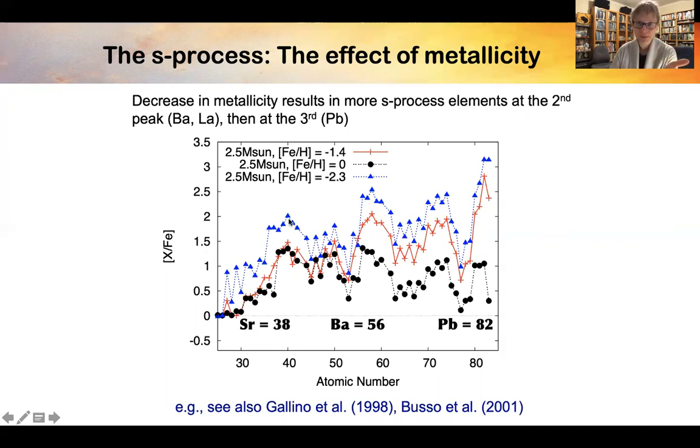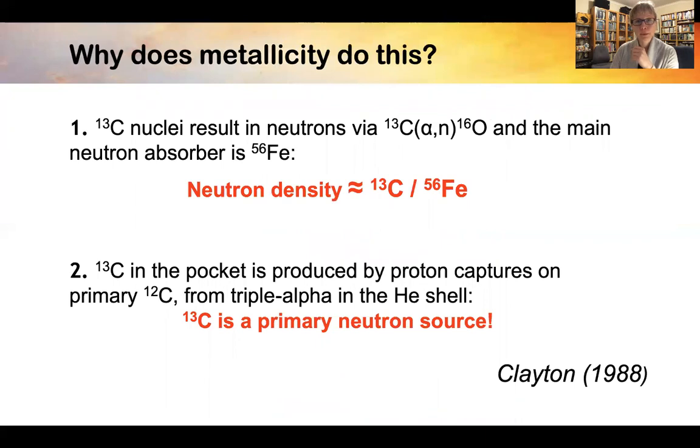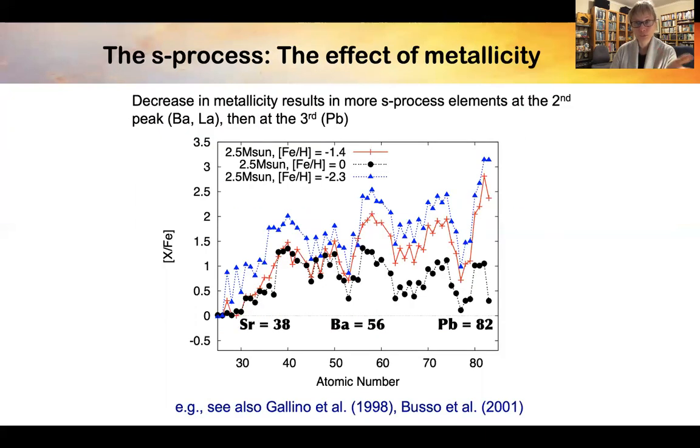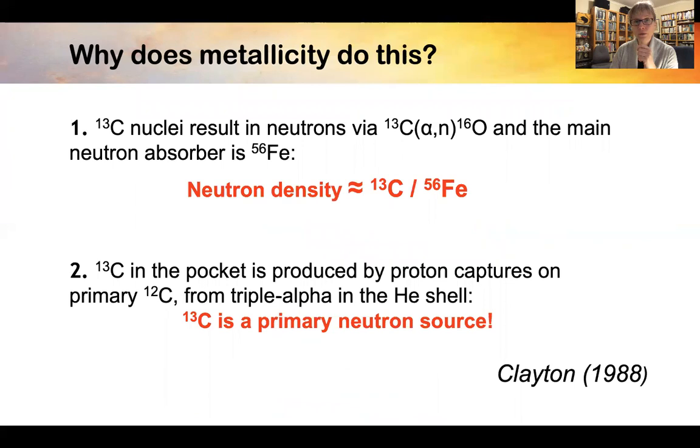So what causes this distribution? Again, it comes down to that tau relation I showed you before. Let's explain why. Now, carbon-13, again, here we're assuming that all neutrons are produced by carbon-13 alpha N. So we're not worrying about neon-22 here. Carbon-13 nuclei result in neutrons being produced by carbon-13 alpha N, and the main neutron absorber of these neutrons is iron-56. That means the neutron density is approximately equal to the number of carbon-13 nuclei divided by the number of iron-56. So you see that if you have many fewer iron nuclei, you have a higher neutron density.